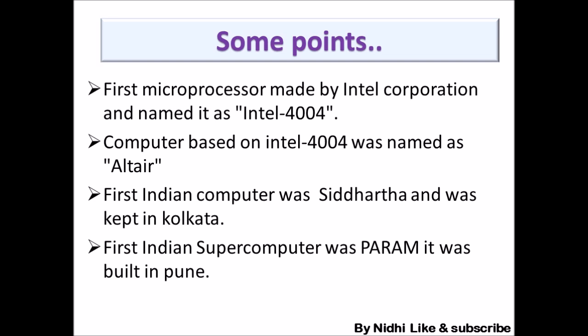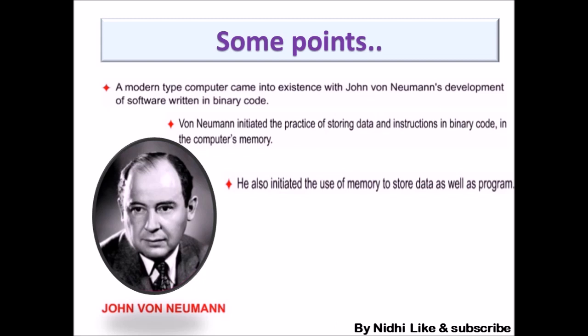John von Neumann contributed many things to the modern computer. A modern type of computer came into existence with von Neumann's development of software written in binary code. He also initiated the practice of storing data and instructions in binary code in the computer memory. So modern computers are based on his work. He also initiated the use of memory to store data as well as programs.